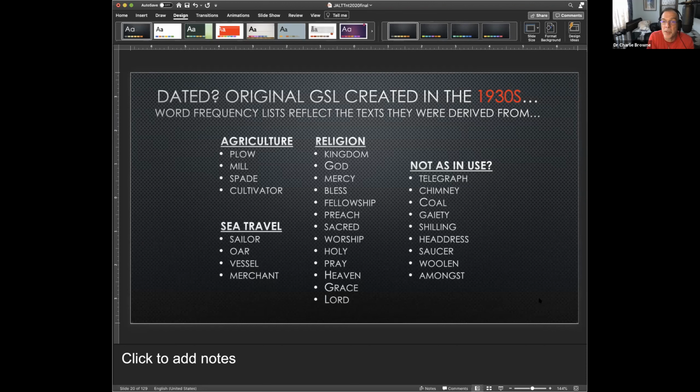Then the religion words. Even in Japan, I'm working at Meiji Gakuin, a Christian university. I used to work at Aoyama Gakuin University, also a Christian university. A lot of the schools of higher education were formed by Christian missionaries, and so a lot of the texts from several hundred years ago that were used in education were religion-oriented texts. So these words, kingdom, God, mercy, bless, were more frequent in daily life back then compared to now. Telegraph, chimney, gaiety, shilling. You can see that we needed to update the list.